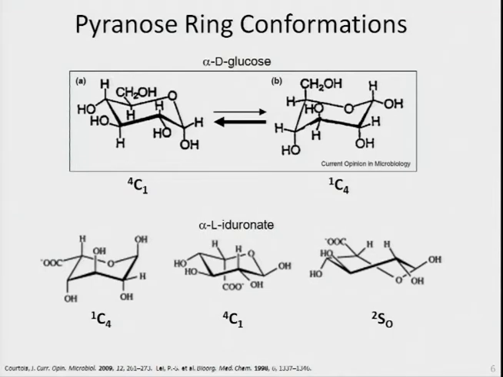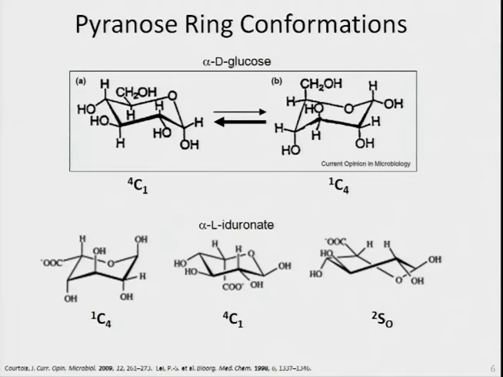All right, well, different sugars have different preferences for their ring conformation. So I've given a couple of examples here of glucose and iduronic acid, which are important for heparan sulfate and heparin. So, for example, we have alpha-D glucose. It can exist primarily in one of two chair forms. The one on the left would be 4C1. This is the number 1 carbon, 2, 3, 4, 5, 6. So this is 4C1.